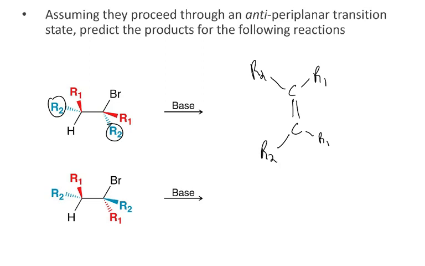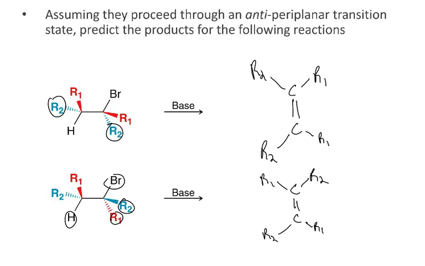All right, and in this case, on the bottom here, we're losing the hydrogen and the bromine again. So now the ones on the wedges are going to be on the same side, and so I'm going to have R1, but now the wedge is on R2. And then going back, I've got R2, and then R1 would be here.